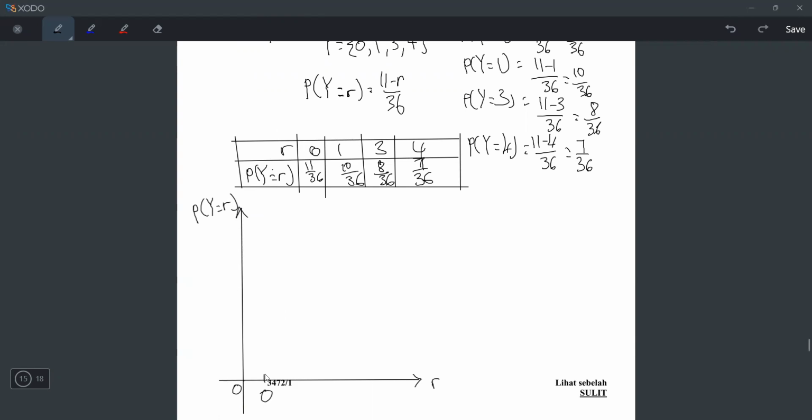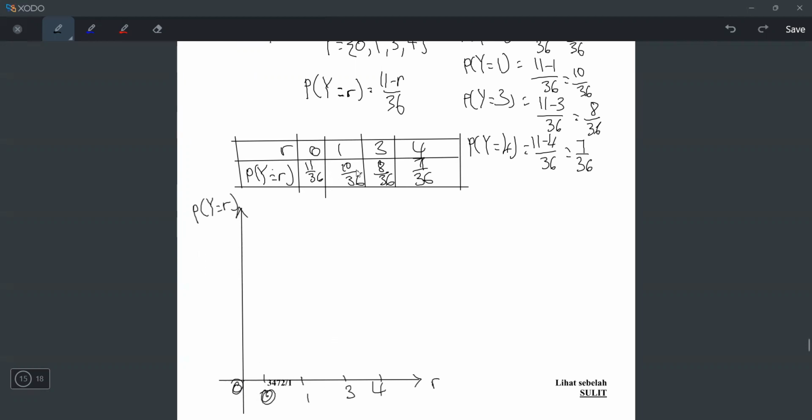Because later your graph will look like this, like this, like this. So if I put the 0 at the side there, then you can't see the line already because the y-axis will block. So you have to put like this: 0, 1, and then 3, and then 4. It means this 0 is for the y-axis. For the x-axis, this is the real 0.